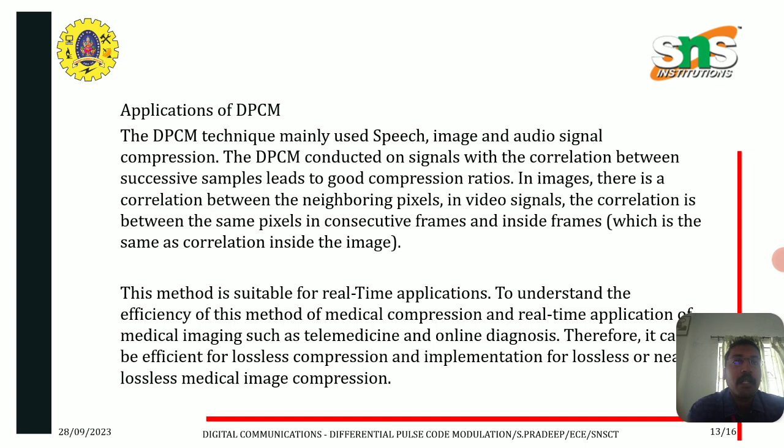Applications of DPCM: the DPCM technique is mainly used in speech, image and audio signal compression. DPCM conducted on signals with correlation between successive samples leads to a good compression ratio. In images, there is a correlation between neighboring pixels. In video signals, the correlation is between the same pixel in consecutive frames and inside the frames. This method is also suitable for real-time applications. It is also efficient for medical compression and real-time applications of medical imaging, such as telemedicine and online diagnosis. Therefore, it can be efficient for lossless or near lossless medical image compression.